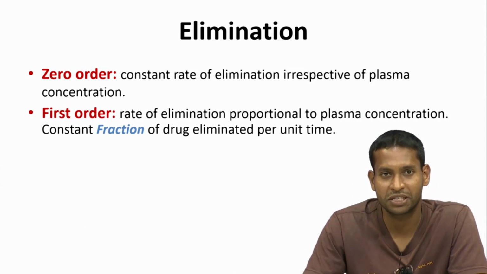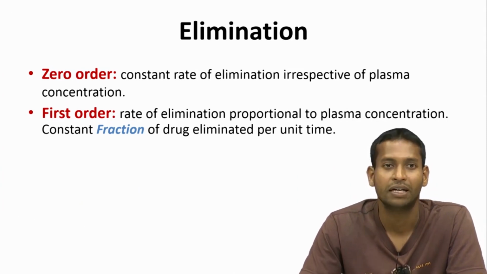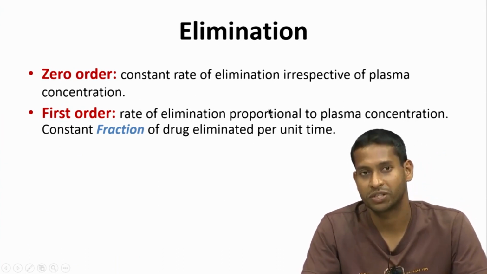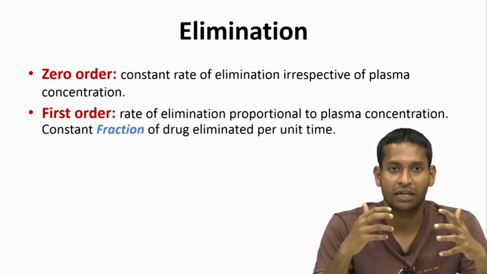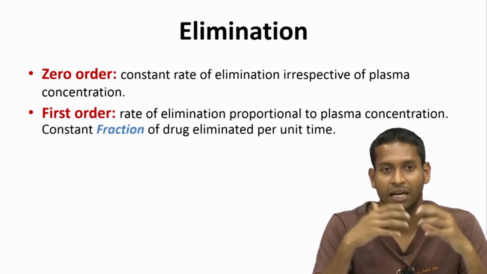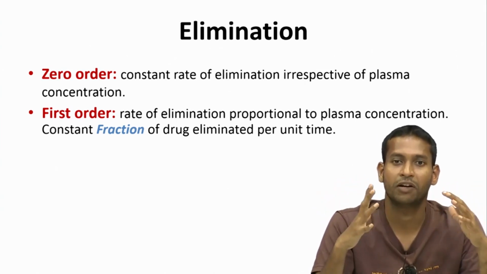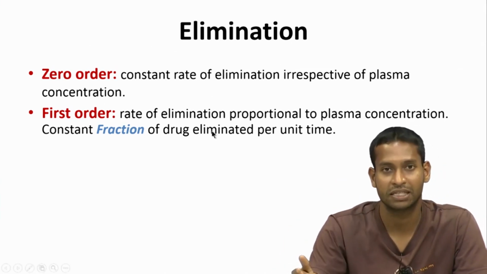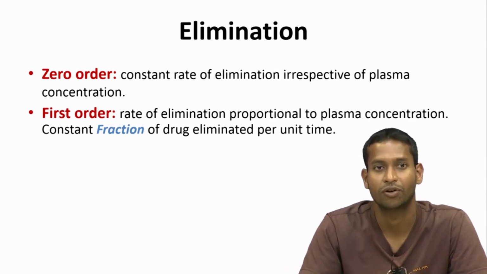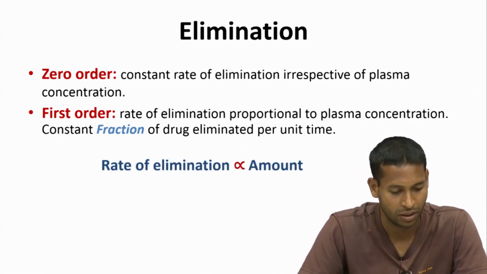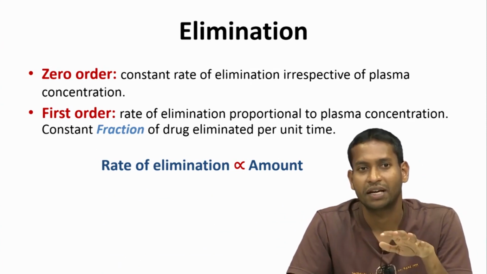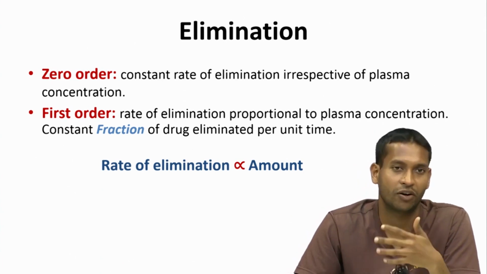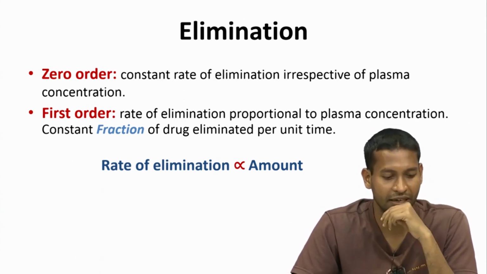Another one is first order, which is typically seen most often than not, and what it essentially means is that the rate of elimination is proportional to the plasma concentration. So essentially the more drug you have in the body, the faster the drug is going to get eliminated, and as the drug concentration is going to go down, the rate of elimination will also go down. So essentially a constant fraction of drug is eliminated per unit time rather than a constant amount. And then of course there can be several other types of kinetics. There can be a second order, a third order, but we are not going to go into much detail on that.